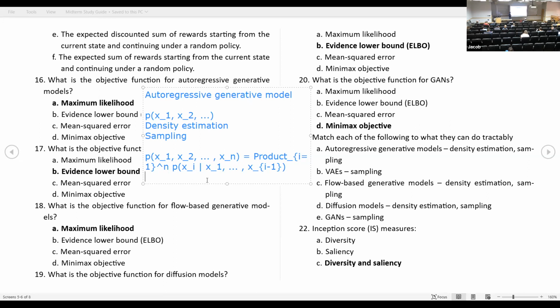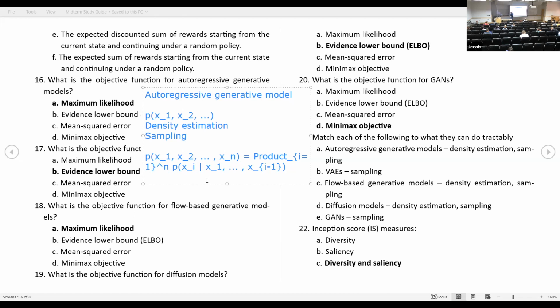And there are probably other applications for density estimation, but I can't think of them off the top of my head. Okay, so any other questions on that before we move on to VAEs?